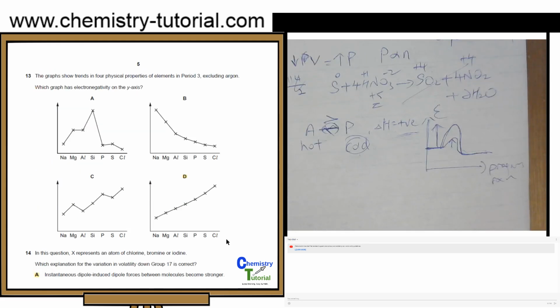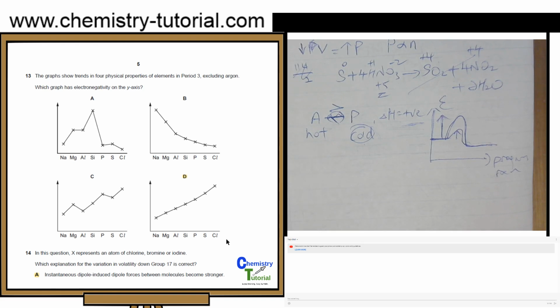For question 13, the graph shows trends in 4 physical properties of elements in period 3, excluding argon. Which graph has electronegativity on the y-axis? Now, as you go across the period, in this case period 3, electronegativity will increase across the period. If you recall, fluorine is the most electronegative element. So electronegativity will increase across the period. Therefore, the answer is option D.